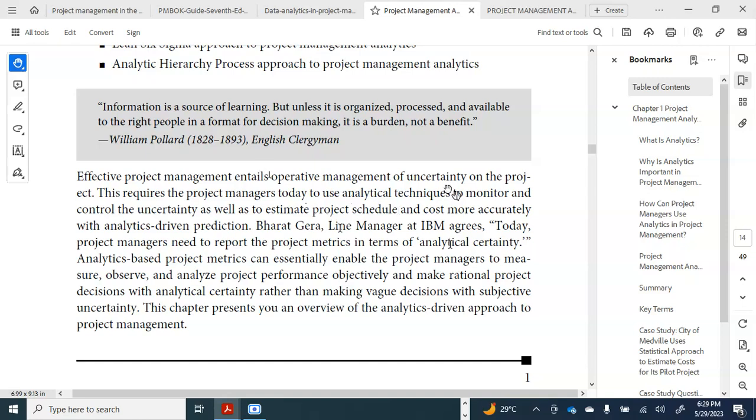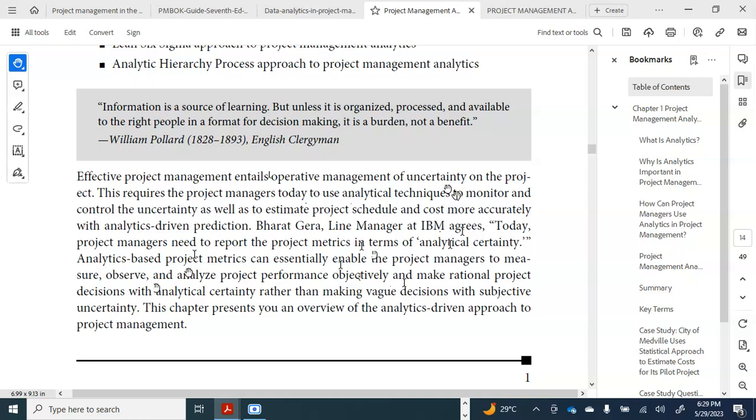Bharat Gara, line manager at IBM, agrees. Today, a project manager needs to report the project metrics. Very, very important. I'll show us those metrics that you need to report on in our schedule. So project managers need to report the project metrics in terms of analytical certainty. Analytics-based project metrics can essentially enable the project manager to measure, observe, and analyze project performance objectively and make rational project decisions with analytical certainty rather than making vague decisions with subjective uncertainty.